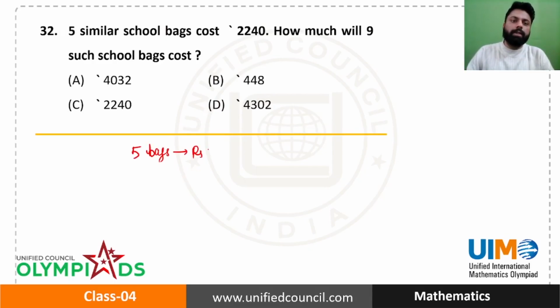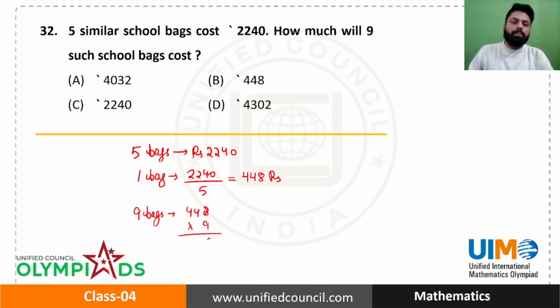5 similar school bags cost rupees 2240. How much will 9 bags cost? So the cost of 1 bag is equal to 2240 divided by 5, that is equal to 448 rupees. For 9 bags, the cost is 448 multiplied by 9. 9 times 8 is 72, 2 and 7 carry over. 36 plus 7, 43. 4 carry over, 36 plus 4, 40. 4032 rupees is the answer.